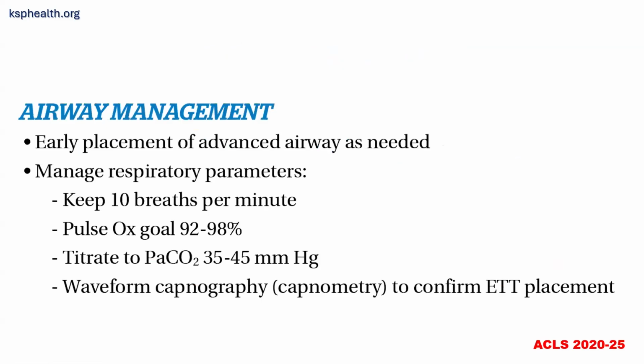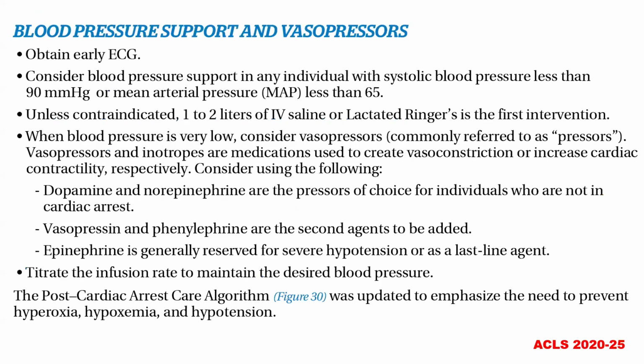Airway management. Early placement of advanced airway is needed. Manage respiratory parameters. When you do an advanced airway, keep 10 breaths per minute while you are doing CPR, pulse ox saturation goal 92 to 98, and CO2 goal 35 to 45, and waveform capnography or capnometry to confirm endotracheal tube placement. Blood pressure support and vasopressors, obtain EKG.